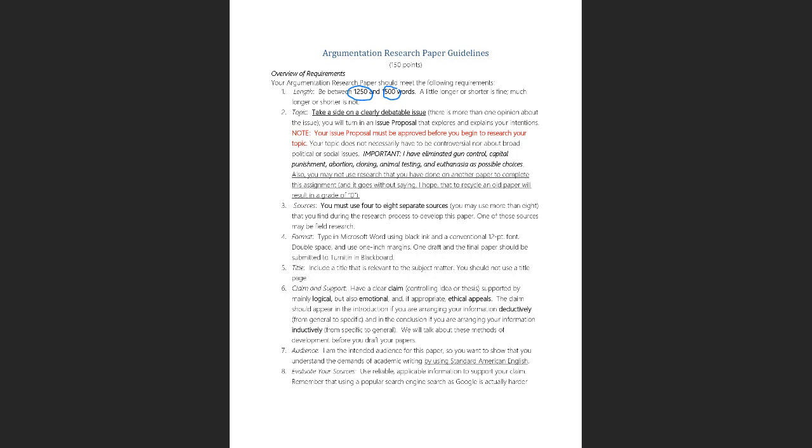The topic itself: take a side on a clearly debatable issue, which means that there's more than one opinion about the issue. And of course, you've already submitted an issue proposal, I hope. And again, if you haven't, please do so immediately. That explores your intentions. It must be approved.